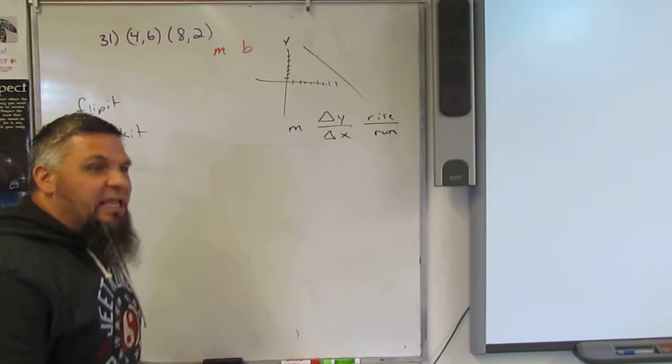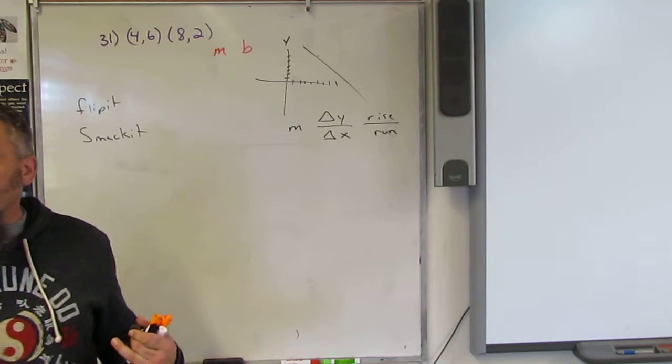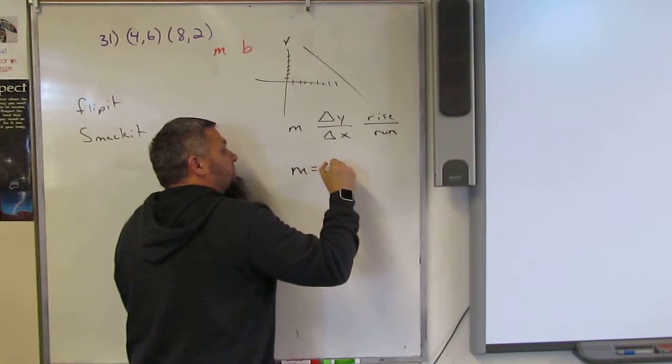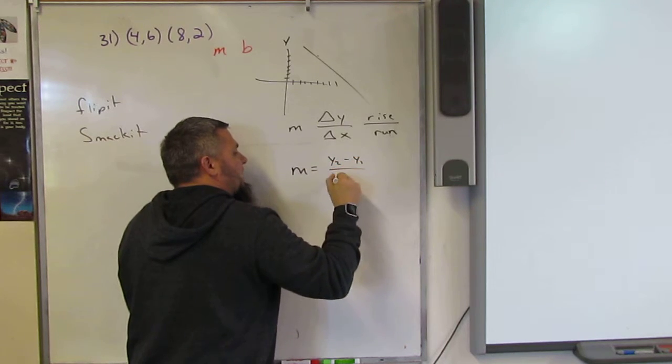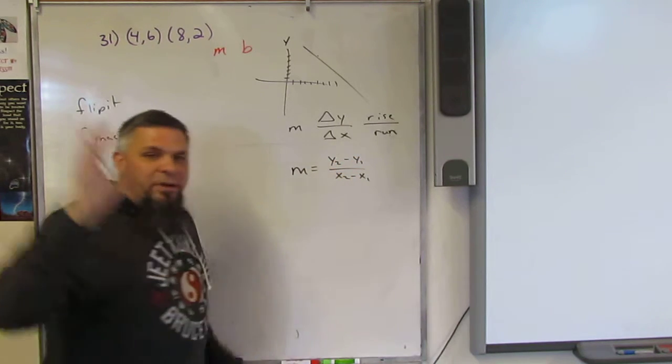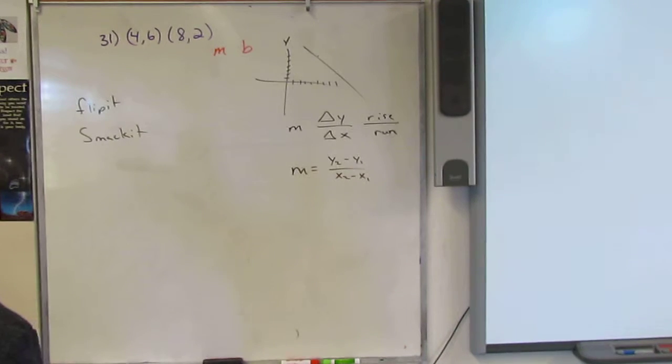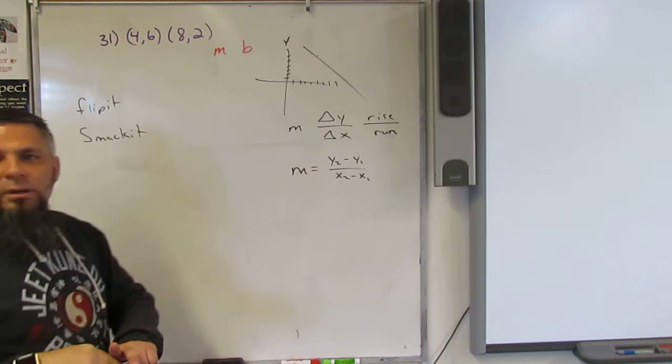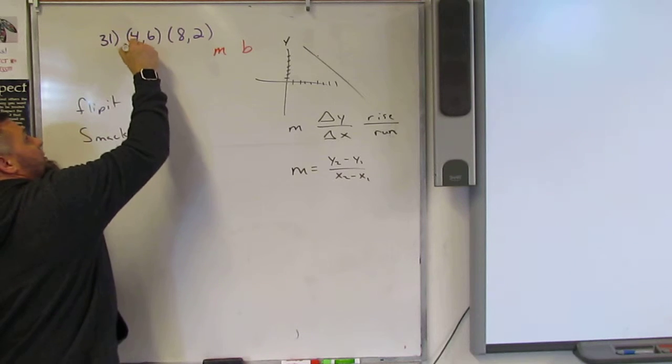Alright? Now, they give you an equation. And the equation is m is equal to y sub 2 minus y sub 1 over x sub 2 minus x sub 1. How many remember that? It's kind of hard, right? Some of us can remember it. Most of us cannot. Now, how many can remember flip it and smack it? A lot more people can remember to flip this.